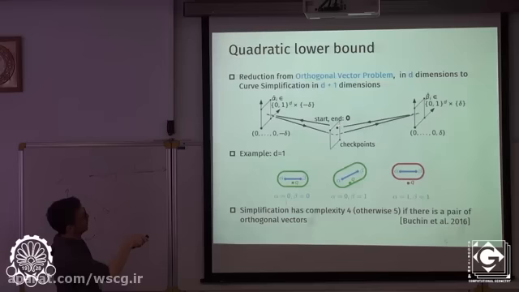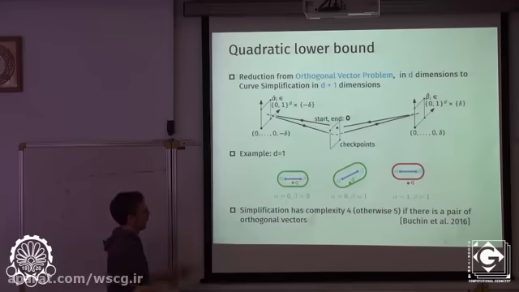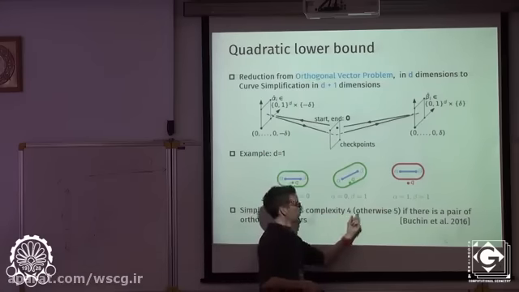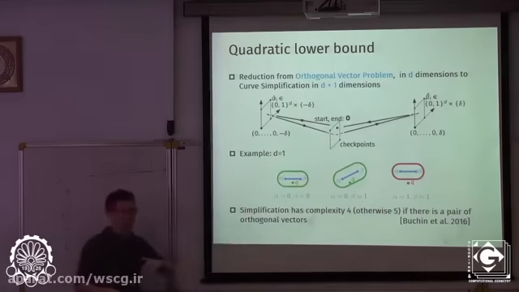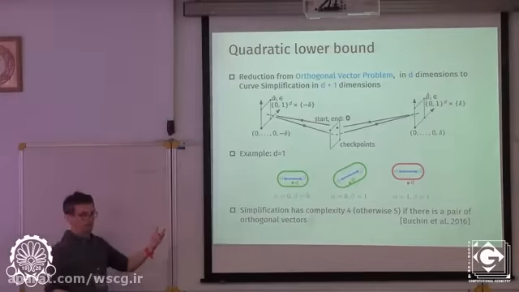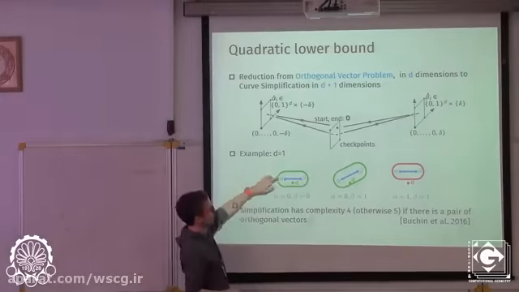And if there is a pair of orthogonal vectors, there will be a simplification where I can go to the corresponding vector here, then pass all of those checkpoints, so immediately have a segment to the corresponding orthogonal vector here, and then go to the end. So by seeing whether there's a simplification with 4 or 5 vertices, I can see whether there's a pair of orthogonal vectors. And this is just to illustrate this in 1D.